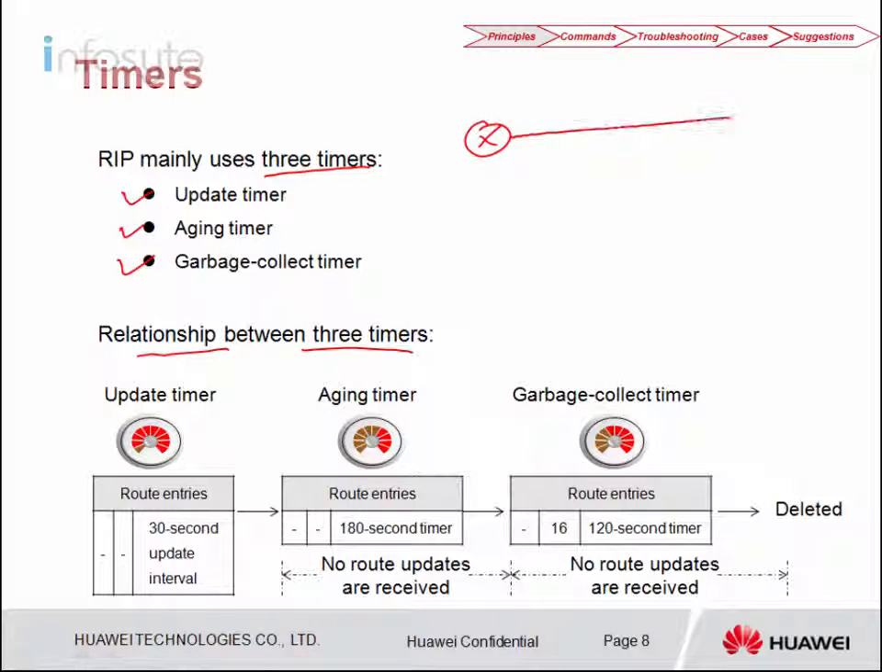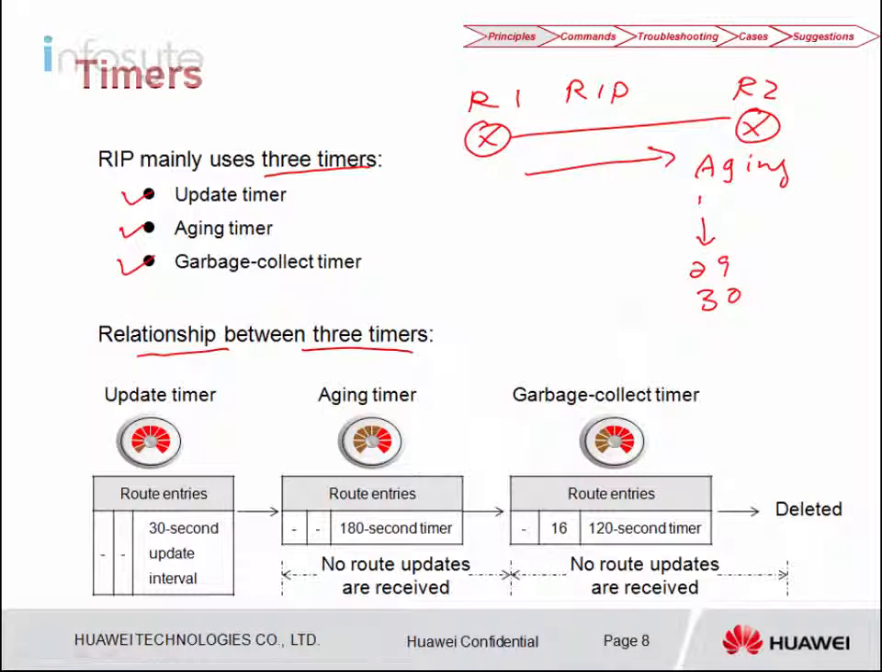Now for example, I have R1 and R2. So R1 and R2 are both running RIP, regardless of RIP version 1 or version 2, the mechanic is the same. Now R1 sends an update to R2. Now upon receiving this update, R2 is going to start the aging. Now the aging is going to count from 1 second all the way to 29. Now by the 30th second, R1 should send a new update to R2. Now assuming that due to some reason, this update does not reach R2.